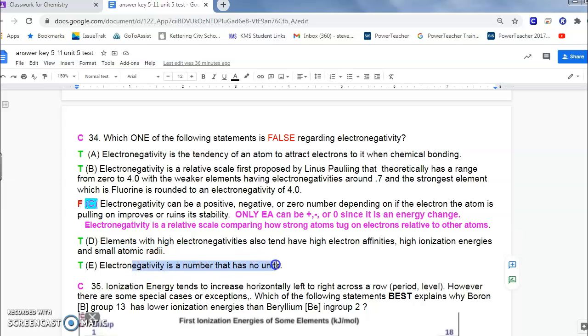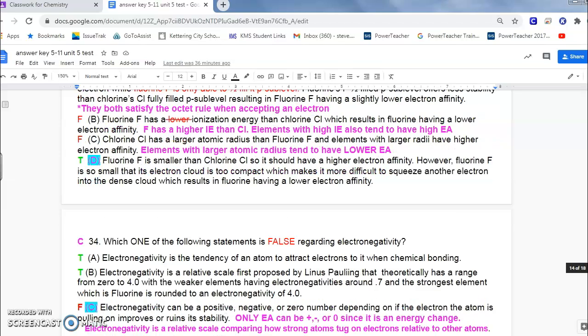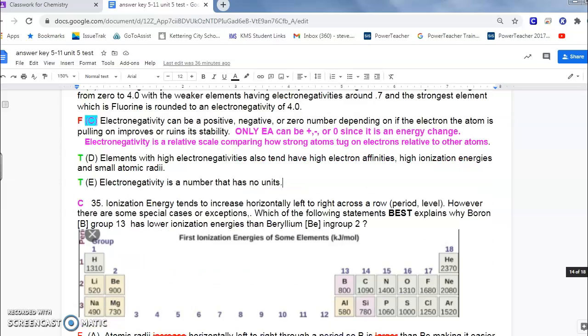Does electronegativity have known units? True. Electronegativity number doesn't have units because it is a comparison between atoms. It's a relative scale. An actual scale would be if you were measuring their pull. You're just comparing their pulls.